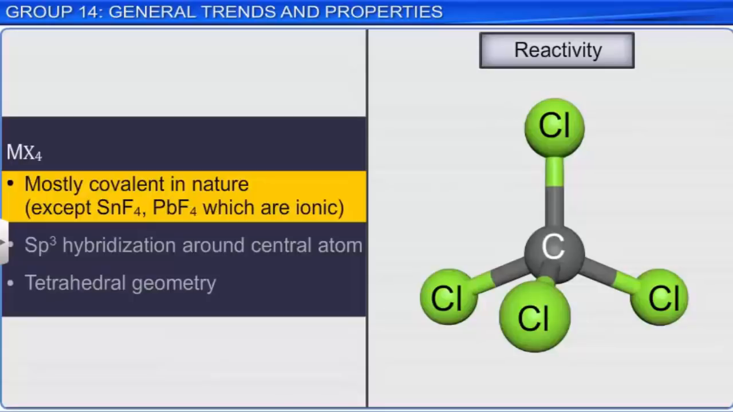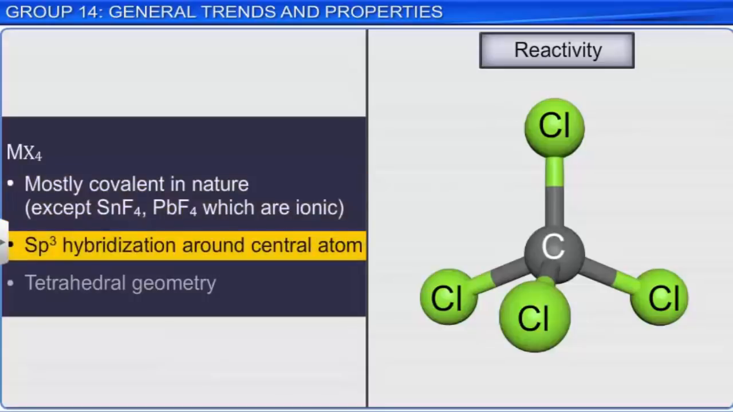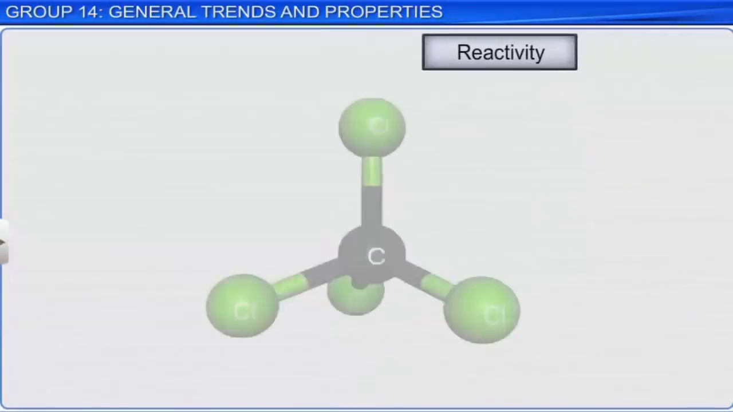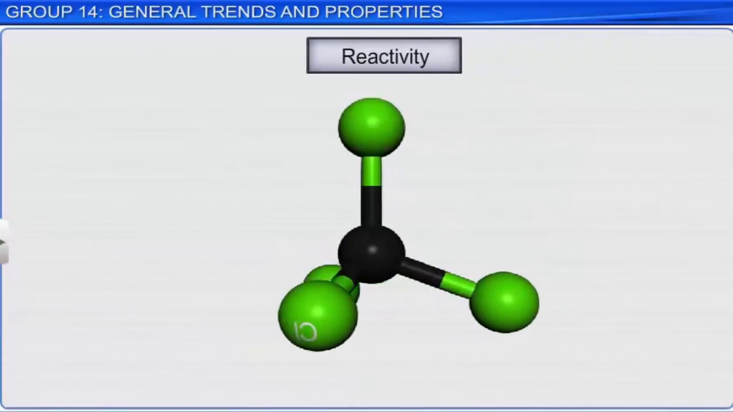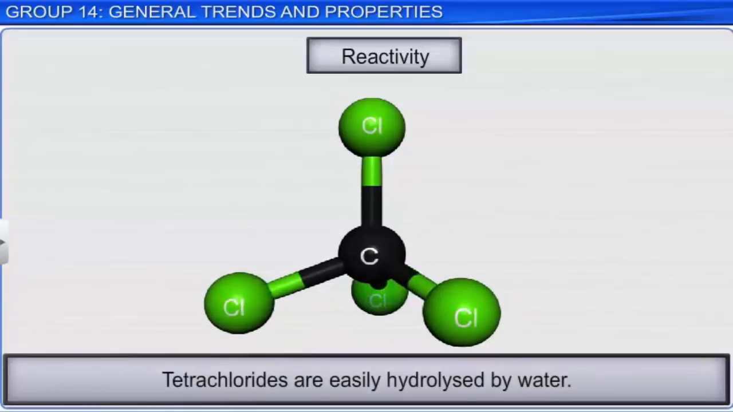In the MX4 halides, the central atom exhibits sp3 hybridization with a tetrahedral geometry. The tetrachlorides of the group 14 elements, with the exception of carbon tetrachloride, are easily hydrolyzed by water by involving unoccupied d orbitals.